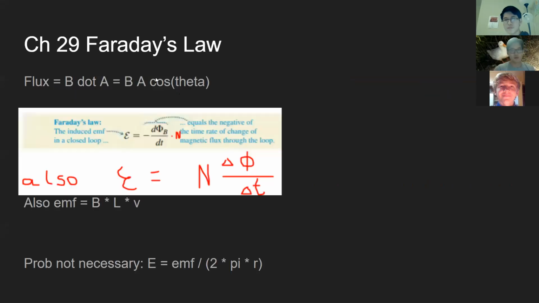Okay, so now we're moving straight on to chapter 29, Faraday's law. These three chapters are all pretty easy. It's just a couple equations. So the first thing to know about Faraday's law is how to calculate flux, which is the magnetic flux, and that's equal to the magnetic field dot product A, which in reality just means B times A times cosine theta between the B and A vectors.